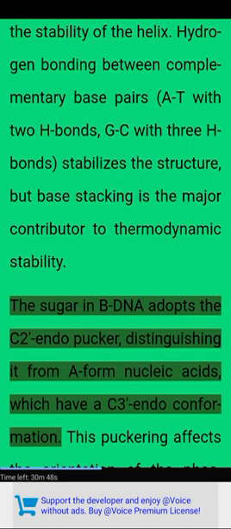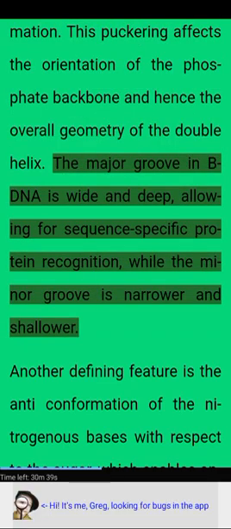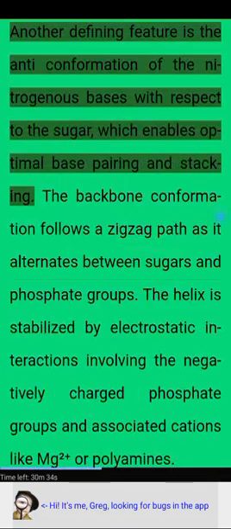The sugar in B-DNA adopts the C2' endo pucker, distinguishing it from A form nucleic acids, which have a C3' endo conformation. This puckering affects the orientation of the phosphate backbone and hence the overall geometry of the double helix. The major groove in B-DNA is wide and deep, allowing for sequence-specific protein recognition, while the minor groove is narrower and shallower.